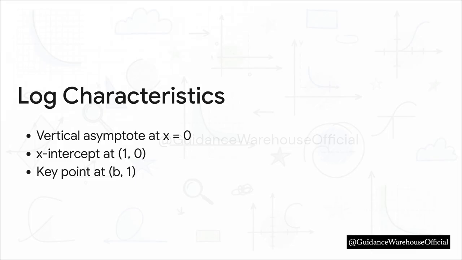First, you've got a vertical asymptote at x equals 0 because the graph hugs but never actually touches the y-axis. Second, an x-intercept that always sits at (1, 0). And third, a key reference point located at (b, 1), where b is simply the base of your log. If you can confidently plot those 3 things, you can graph any basic logarithm.